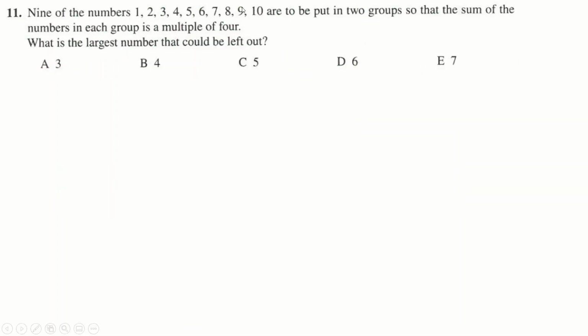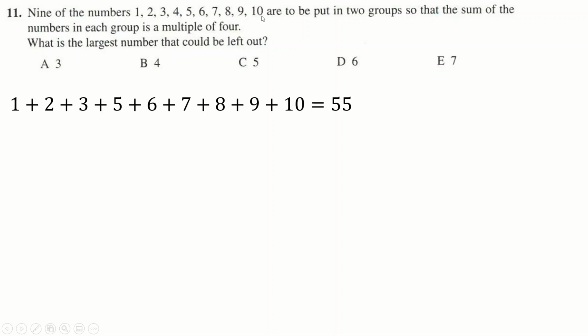9 of the numbers here are put in 2 groups. The sum of each group is a multiple of 4. What's the largest number that could be left out? So it seems natural to just add up all these numbers first. I happen to know that's 55, so that saved me a bit of time because I didn't actually have to add them together. And now I'm going to split these numbers up. I'm going to remove one number and then split up the rest of them such that both groups add up to a multiple of 4. Now, they currently all add up to an odd number. For 2 groups to add up to a multiple of 4, both groups together must also be even and a multiple of 4. So I need to remove a number from this such that I get a multiple of 4.